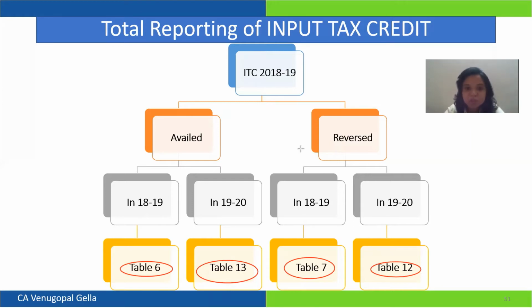So in short, the credits availed would be again divided into two. Availed during the current year would come in Table 6. Availed in next year would come in Table 13. Reversed in the same year would come in Table 7. And reversed in next year would come in Table 12.